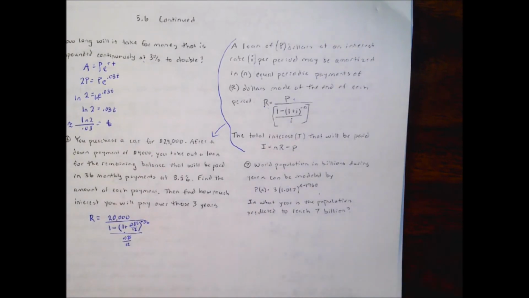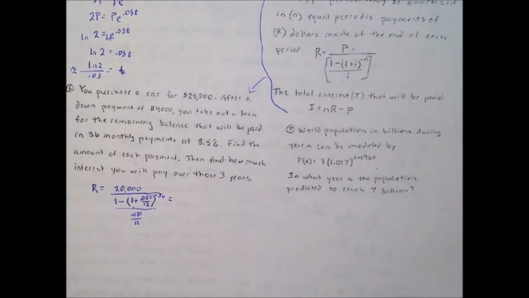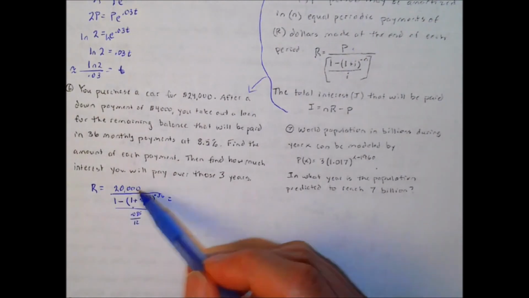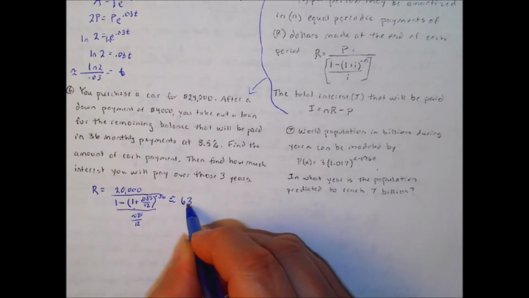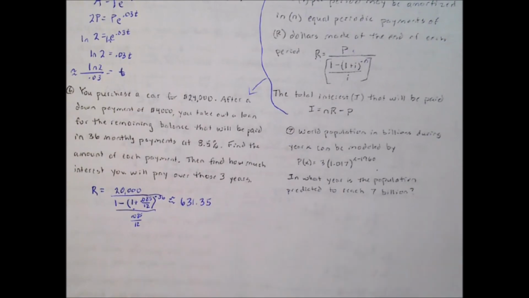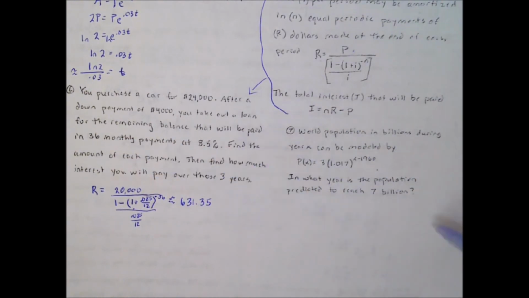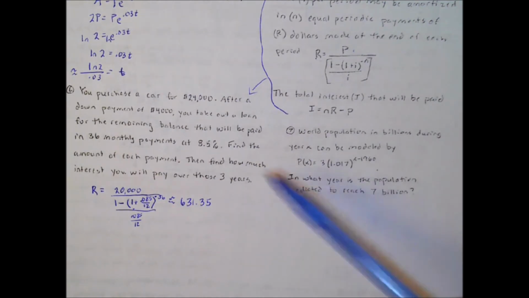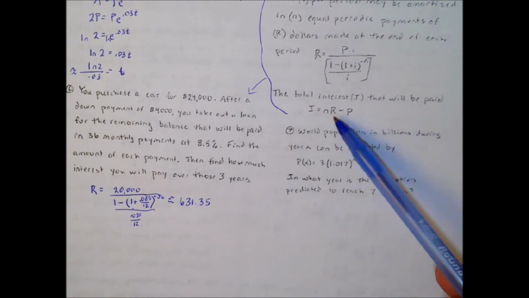Looks like a fun equation to figure up your monthly payments, right? If you just type this into Desmos, it comes to approximately $631.35. That is how much your car loan will be every month for 3 years if it's at 8.5% and you owe $20,000. To find how much interest, this is what we could do to find the interest.